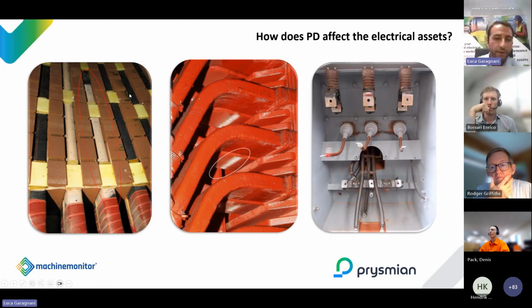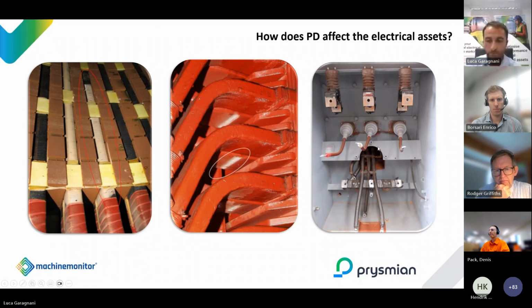What these discharges create is a huge amount of ozone. What does the ozone create with the humidity? Acid. And as a consequence, you will have a situation like this. This is a terminal box of a motor, I think, where you can see all the corrosion effect. Every component in the box is corroded. And this is a consequence of the presence of discharges.